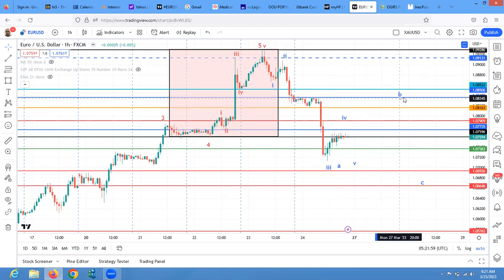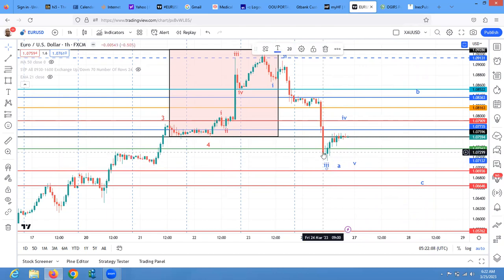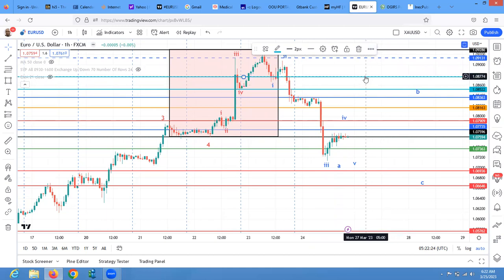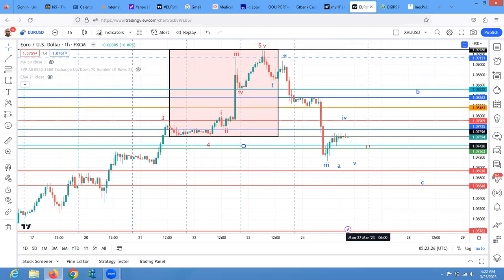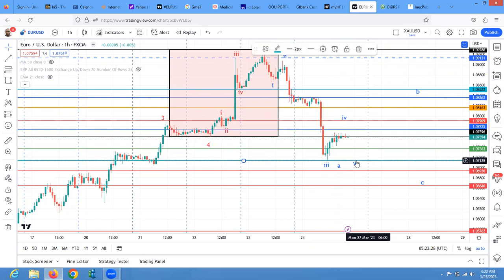I don't think that B is correcting. All right, B is not correcting for now. We are not done with this. This is just a 3 here, which we need to get out of the way. That's a 3 there, so we are going to 4. We must not break this. If we break it, then 4 is out.